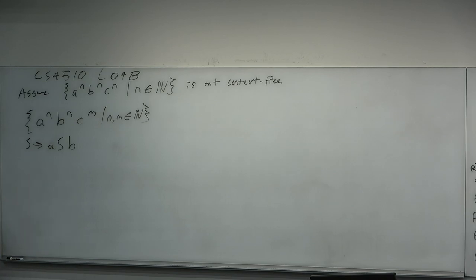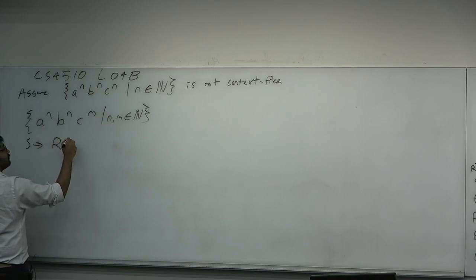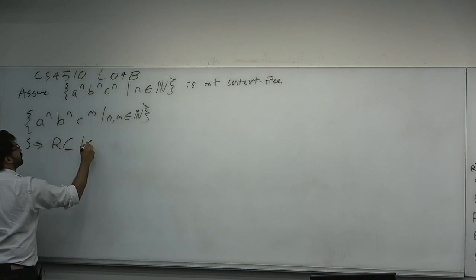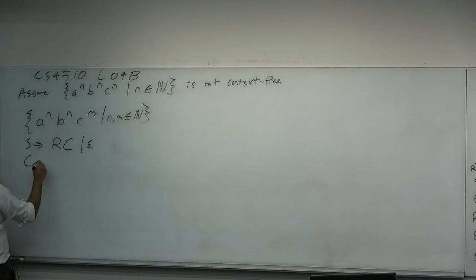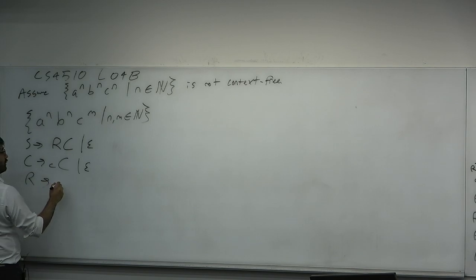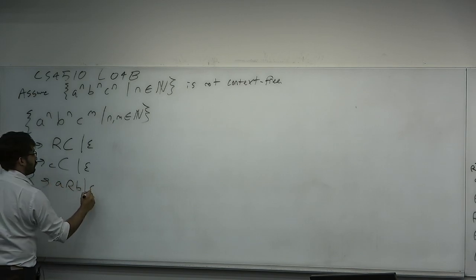True. So what you should do is something like delegation, R, C, or epsilon, and then C goes to C, C, or epsilon, and then R goes to A, R, B, or epsilon. That would work, right?